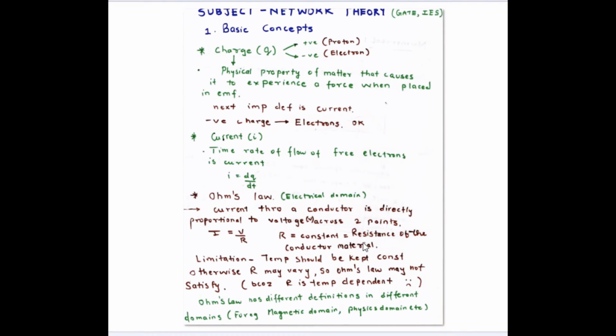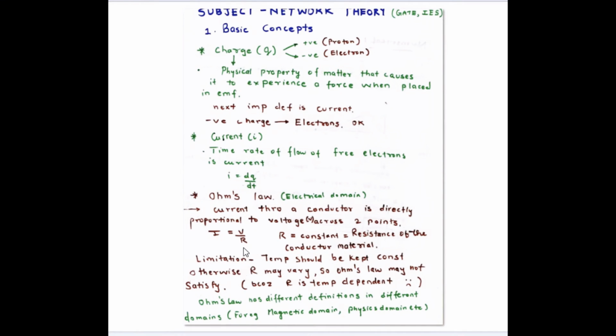Now, as far as Ohm's law is concerned, this R quantity has to be kept constant. If R is not constant, then Ohm's law is not valid at that particular point. So the quantity R has to be kept constant all the time as far as Ohm's law is concerned.